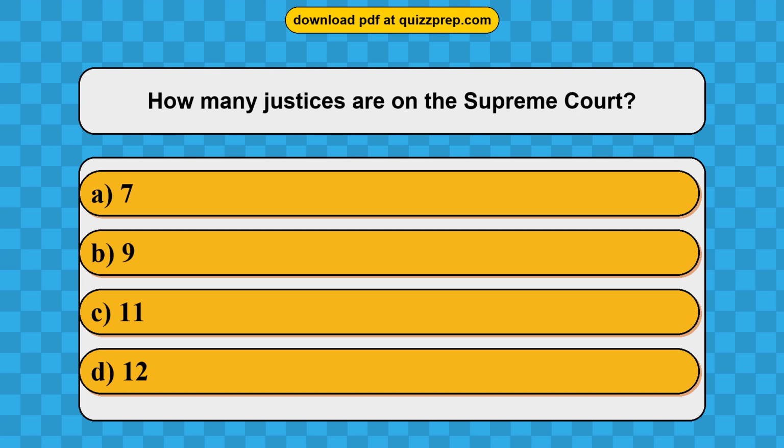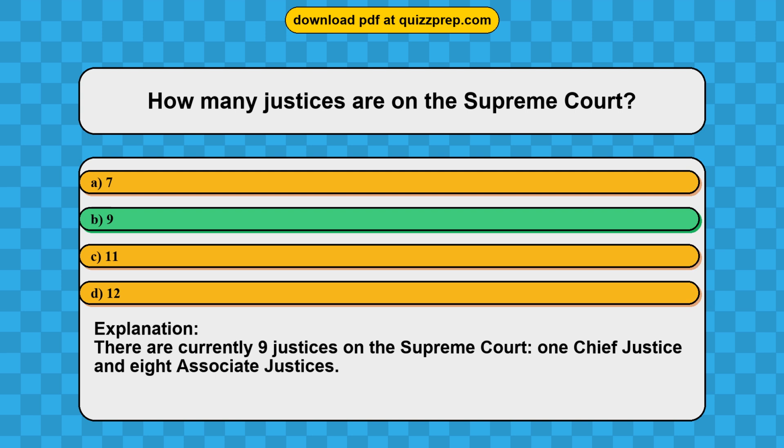Question 76. How many justices are on the Supreme Court? Option A. 7. Option B. 9. Option C. 11. Option D. 12. The correct answer is option B, 9. There are currently 9 justices on the Supreme Court, 1 Chief Justice and 8 Associate Justices.